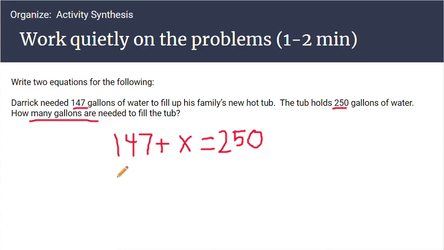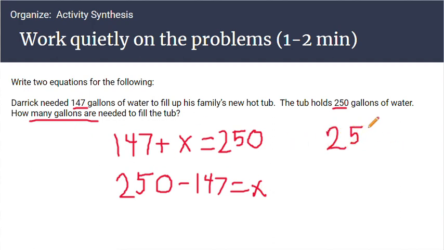And then the other way, which would be the way we probably would use to solve it, is if we take that 250, subtract the 147, and that would give us our x. And so we could just take that amount and subtract out the other and figure out exactly how much it would be, right? And then we can always check it by adding. 4, 10. So that gives us 3, a 0, and a 1. So there are 103 gallons needed, and if we added that here, we should end up with that same value.